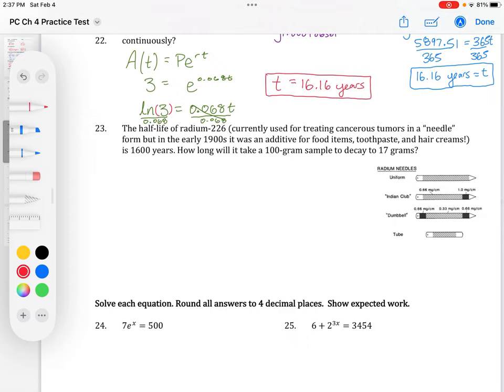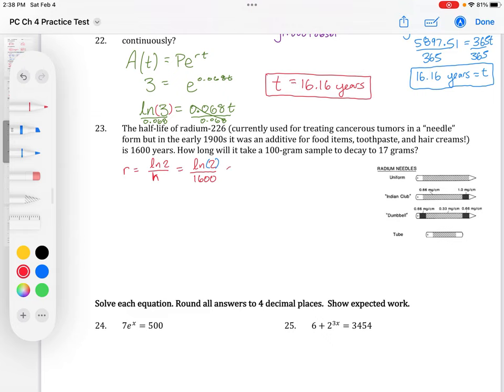Now let's look at a half-life problem. It says the half-life of radium is 1,600 years. How long will it take a 100-gram sample to decay to 17 grams? With these half-life problems, your first step is always to calculate the rate, and that is always using this formula where you take the ln of 2 divided by h, and h is your half-life. So in this example, we're going to do the ln of 2 divided by 1,600. Again, make sure you put parentheses around that.